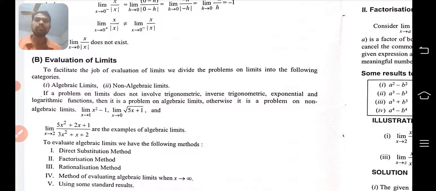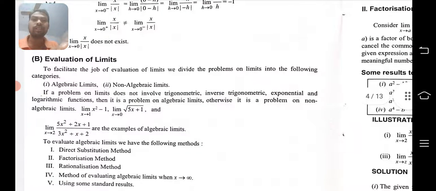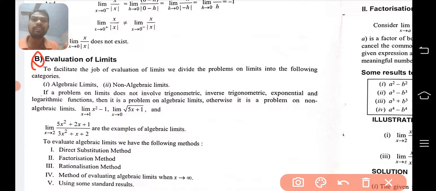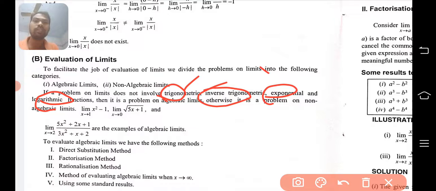Dear friends, in our earlier classes, we have already talked about how to evaluate limits, and in that we face two types of problems in calculating the limit: algebraic limits and non-algebraic limits. Algebraic limits are those where we do not have trigonometric functions, inverse trigonometric functions, exponential functions, or logarithmic functions. Such functions are called non-algebraic.